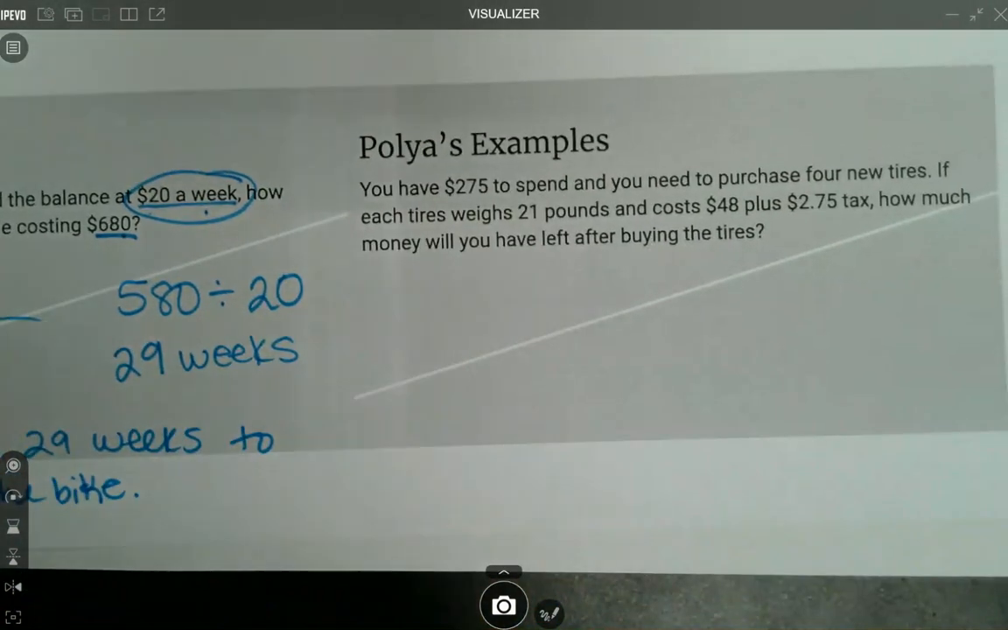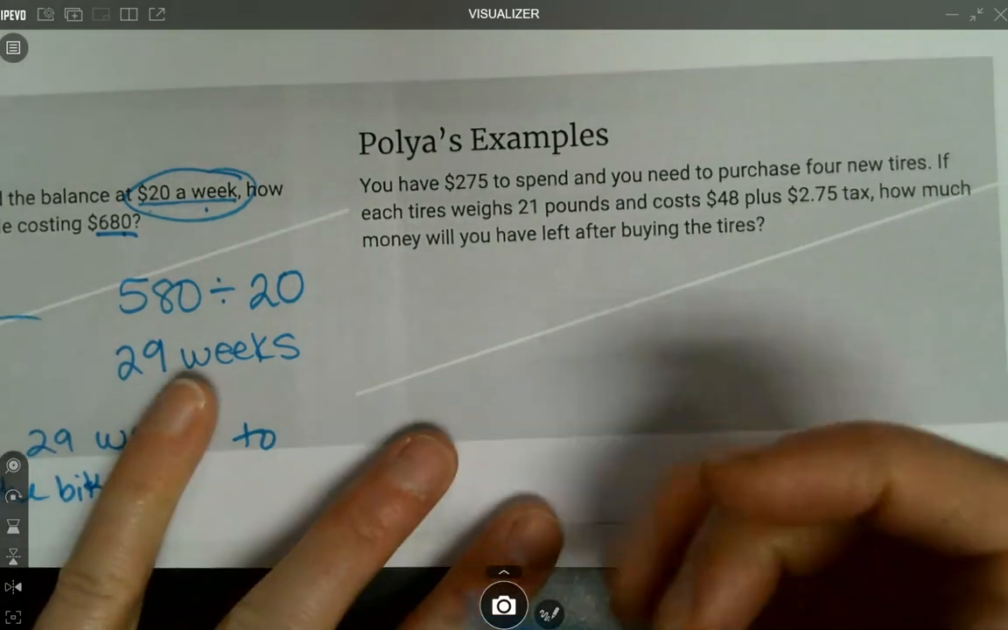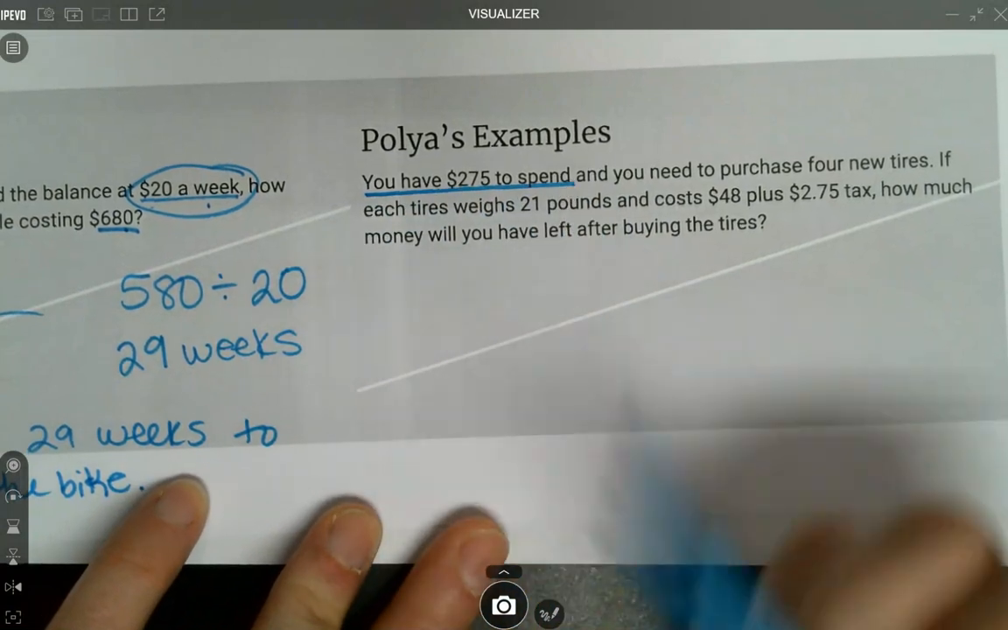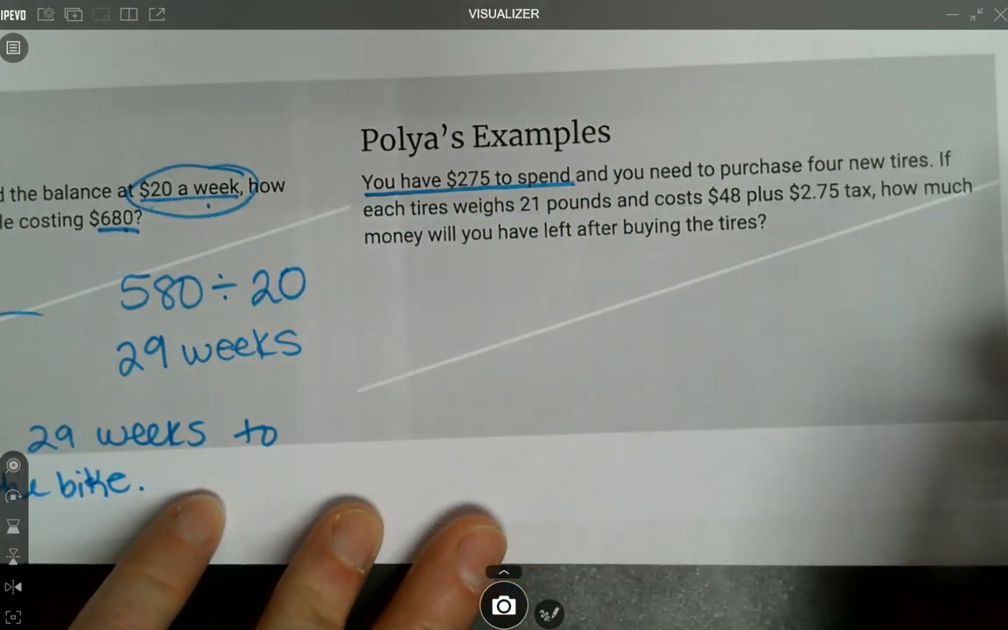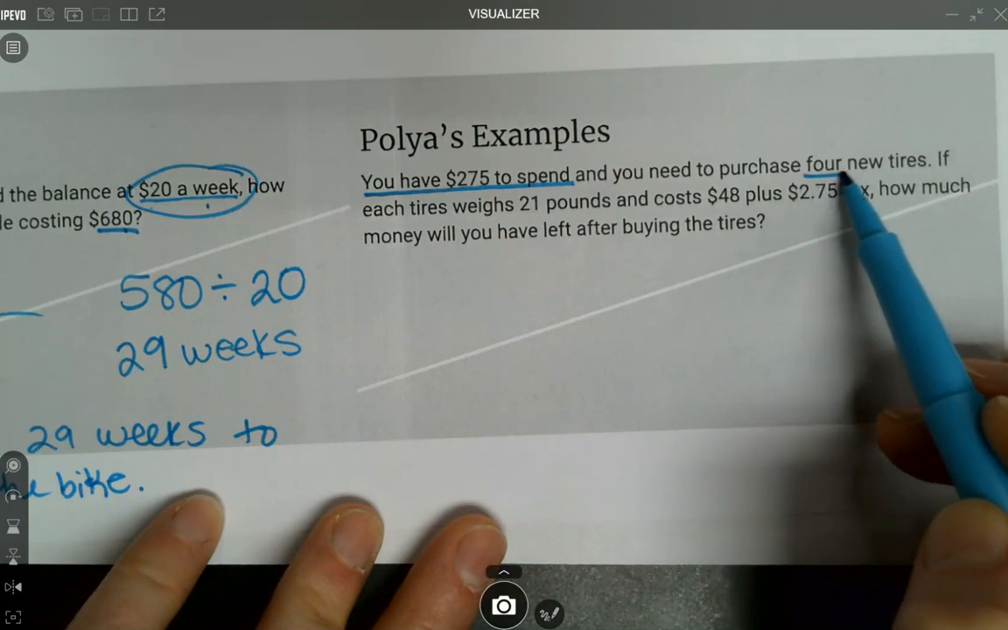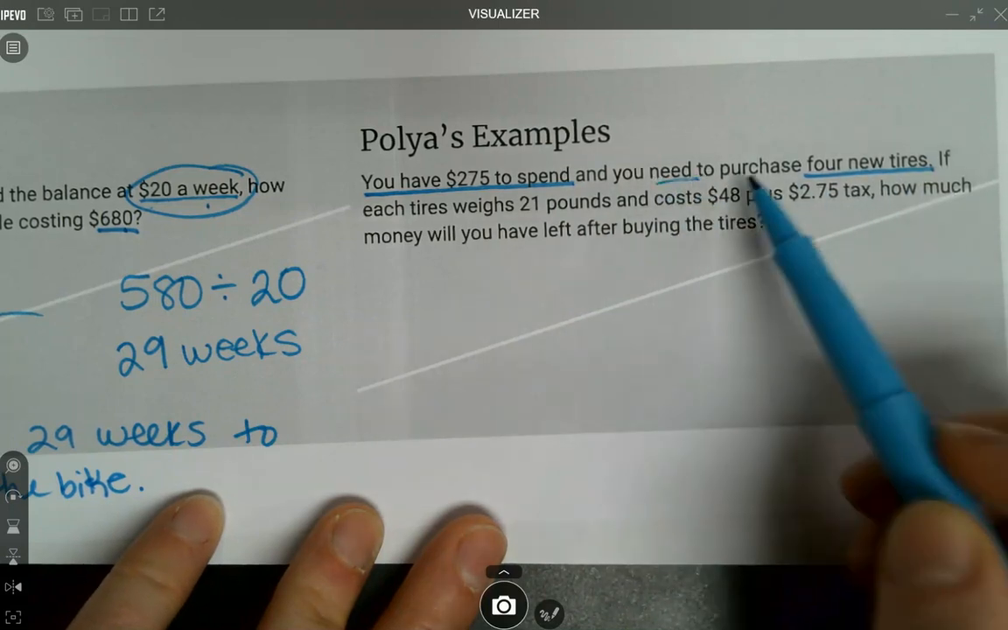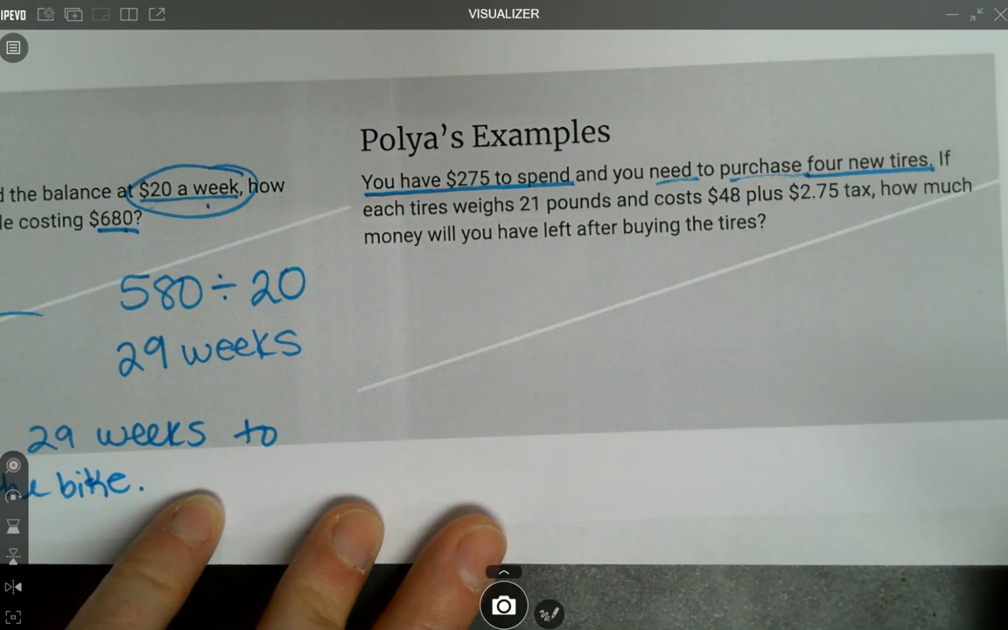You have $275 to spend and you need to purchase 4 new tires. If each tire weighs 21 pounds and costs $48 plus $2.75 tax, how much money will you have left after buying the tires? So we read it once. Now let's read it and underline important information. So you have $275 to spend. That's what you have. You need to purchase 4 new tires. Each tire weighs 21 pounds and costs $48 plus $2.75 tax.